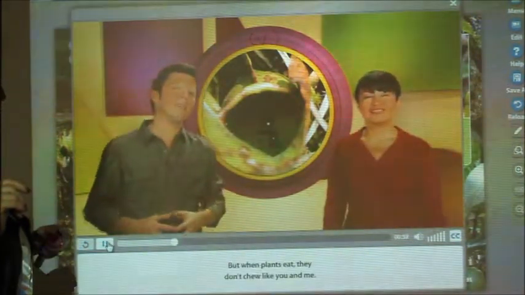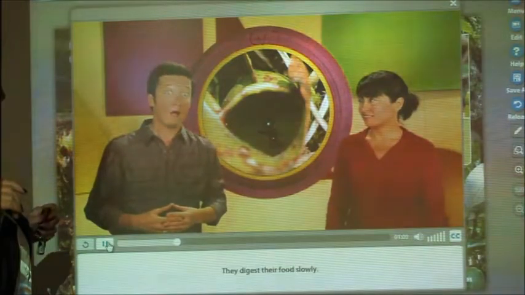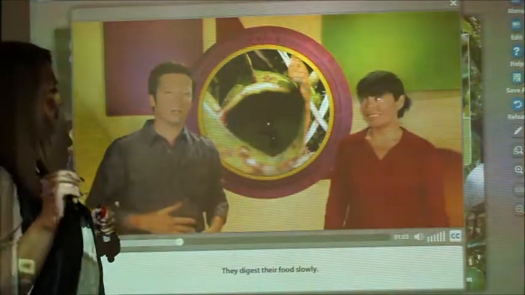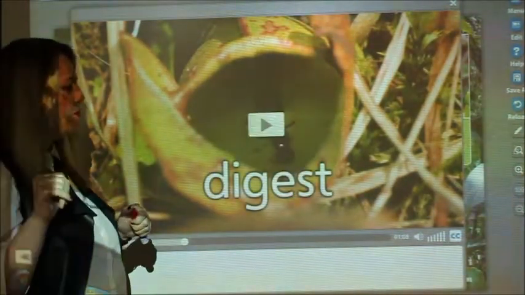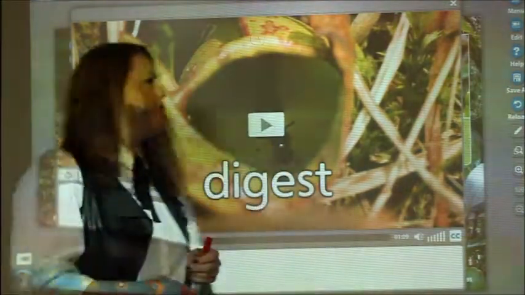That's true, but when plants eat, they don't chew like you and me. They digest their food slowly. Digest. It means that when you eat something, it goes into your stomach and your stomach starts working to make it smaller, smaller, smaller, and it puts the food into the other system and it goes out of your body when you go to the toilet. Okay, digest means your stomach consumes the food, finishes the food in your stomach. It is digesting, okay?